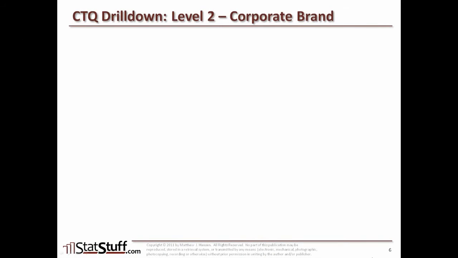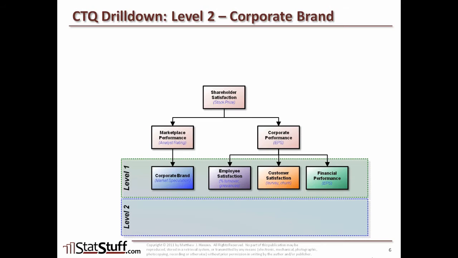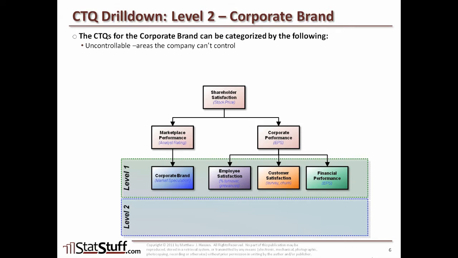Now let's dig a little bit deeper by exploring the level 2 CTQs for each of those level 1 CTQs. We'll begin our drill down of the level 2 CTQs by first looking at the corporate brand perspective. So what are the CTQs related to corporate brand? One of the examples I think would be things that are uncontrollable. Again, these are areas that the company cannot control or has no influence on. So an example of these could be something going on in the economy.